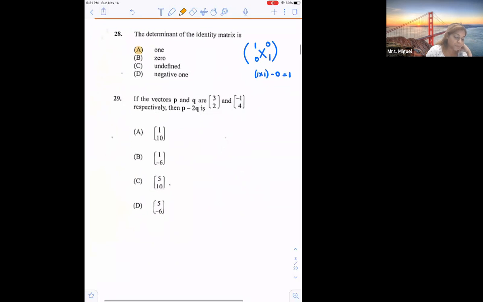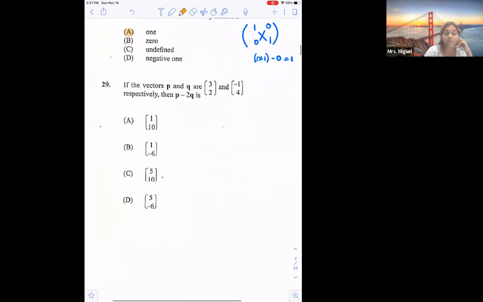Number 29, I want us to pay special attention to 29. It comes in a variety of forms, but yet it is one that CXC tends to bring time and time again. P is 3, 2. Q is -1, 4. We want P minus 2Q.